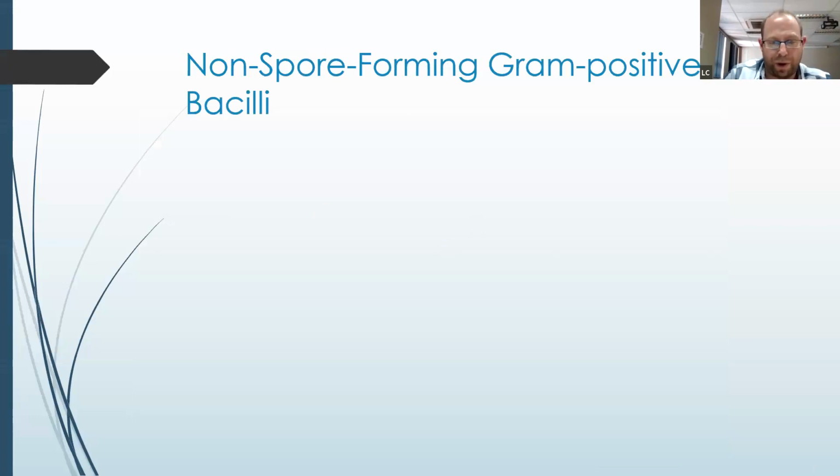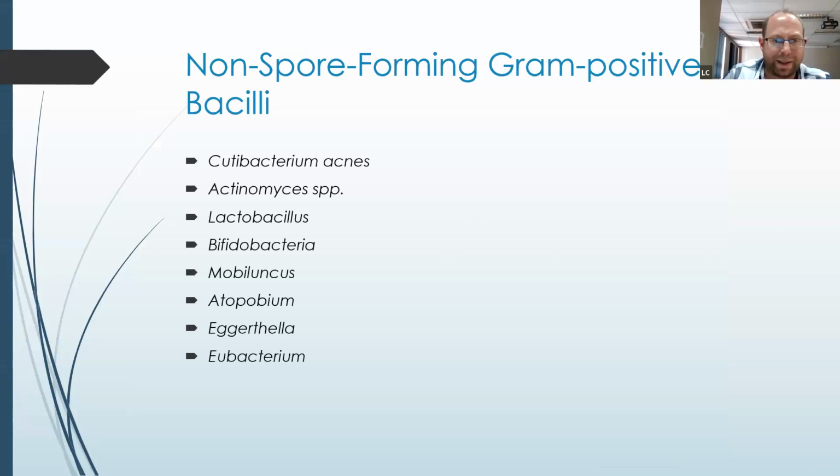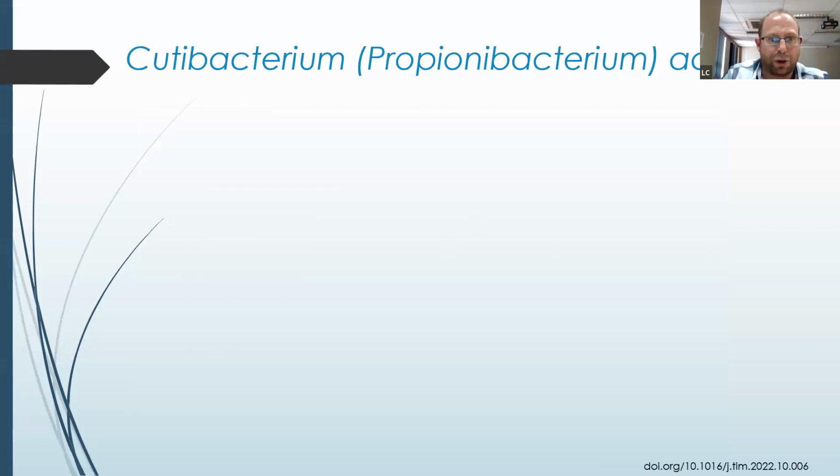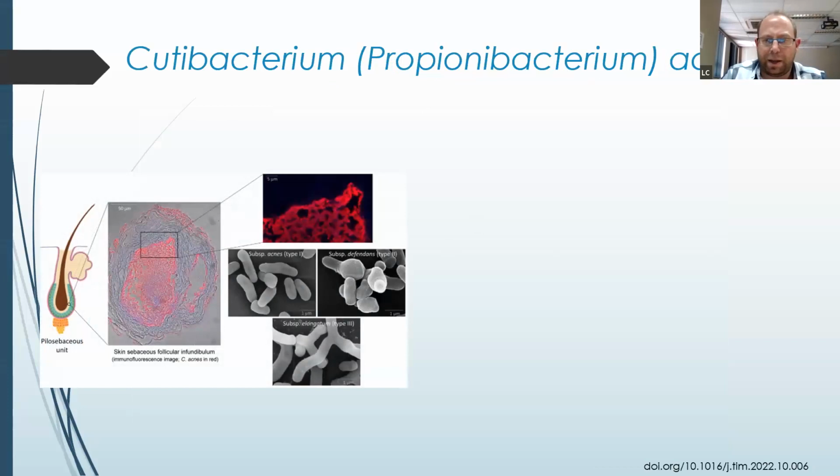So your non-spore forming gram-positive bacilli. And again, there's a number of them, and I'm certainly not going to go through all of them, just some of the more interesting ones, and we'll briefly touch on them. So Cutibacterium or Propionibacterium acnes, again, well-described commensal of the skin, likes the anaerobic environment that's found within the hair follicle, within the sebaceous glands. And that's through that association where some of the subspecies associate with worsening cases of acne.